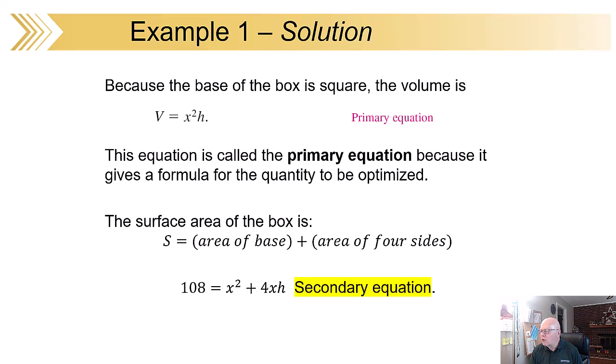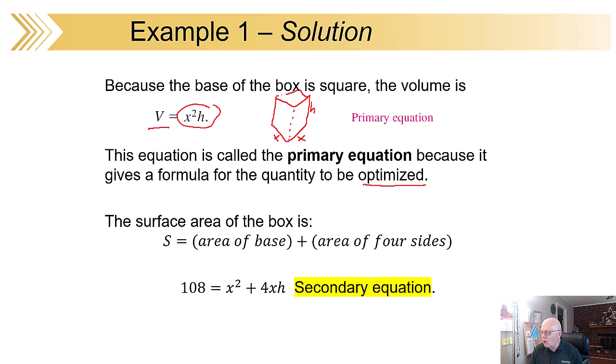Anyway, the volume is very simple. Remember the box? I'm not very good at drawing here, but you get the idea. You've got x length, x width, h height. And there's your volume. Now that's the primary equation, because V is what we want to optimize. We've also got something about surface area. We're going to use that as well. This is the secondary equation.